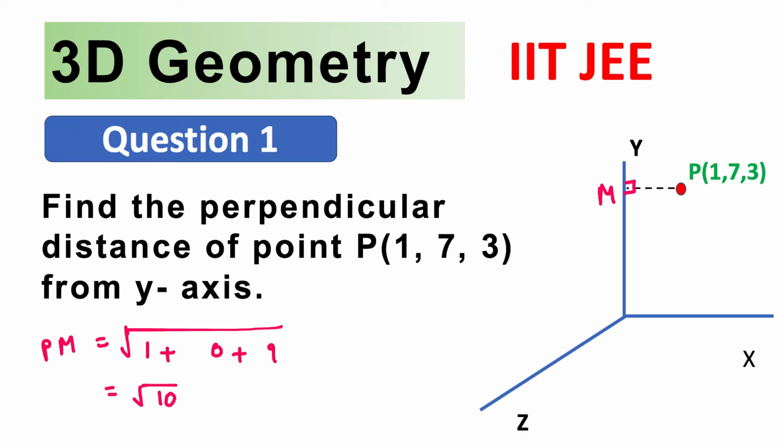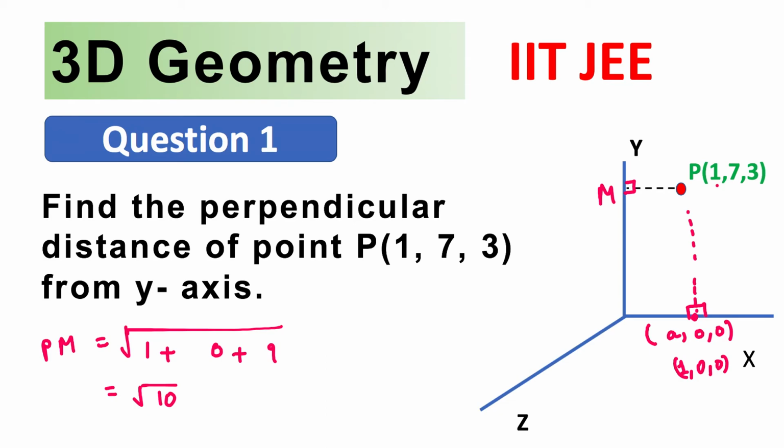Similarly, there are other types of questions where they give you a point P and ask for its distance from the x-axis. In that case, you drop a perpendicular from point P on the x-axis. And what is the point on the x-axis going to be? Any point on the x-axis, what is the form of that point? Only the x coordinate is going to be there. Both the other coordinates will be 0. So it will be of this form, (a, 0, 0), and a will be 1. So the point will be (1, 0, 0). You just have to find out the distance between P and this point.